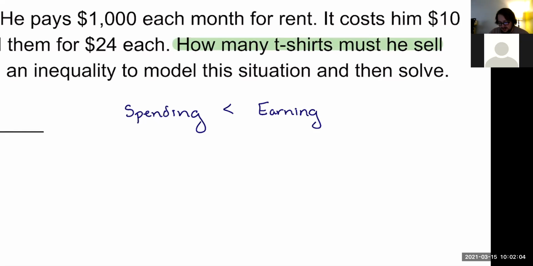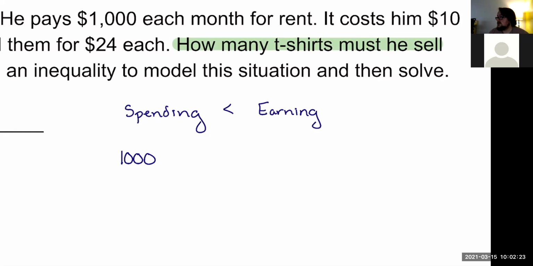Rent. And that was just one time for the month, right? And a month is the only window that we're really considering here. So every month he spends $1,000. That's guaranteed. Is he spending money on anything else?